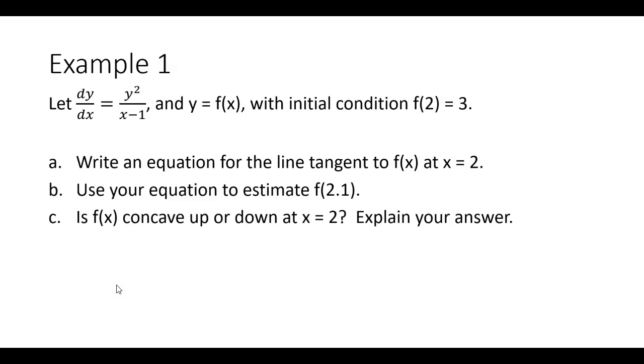So example 1, let dy over dx equal y squared over x minus 1, and y equals f of x is the solution. In other words, this is a derivative. What if we integrate that and turn it into a regular function? That would be the regular function. And they're giving me an initial condition here where x is 2, y is 3 for the original function.